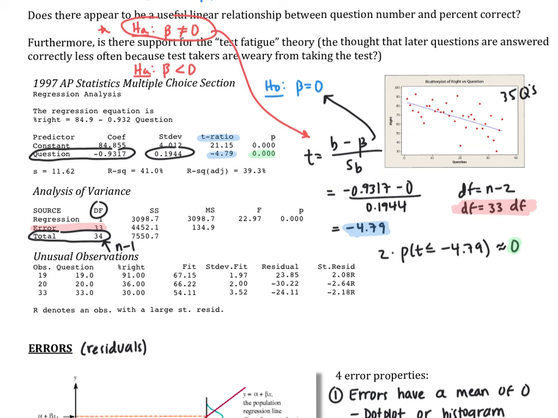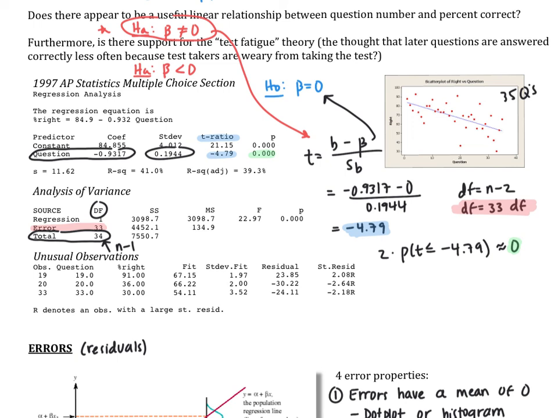And you interpret it like you would any other confidence interval. Okay, if I asked us the second question, is there support for the test fatigue theory based on this confidence interval? What would you say? Yes, because the entire interval is negative. The entire interval is negative, so we have evidence to believe there's a negative relationship between question number and percentage answered correctly.